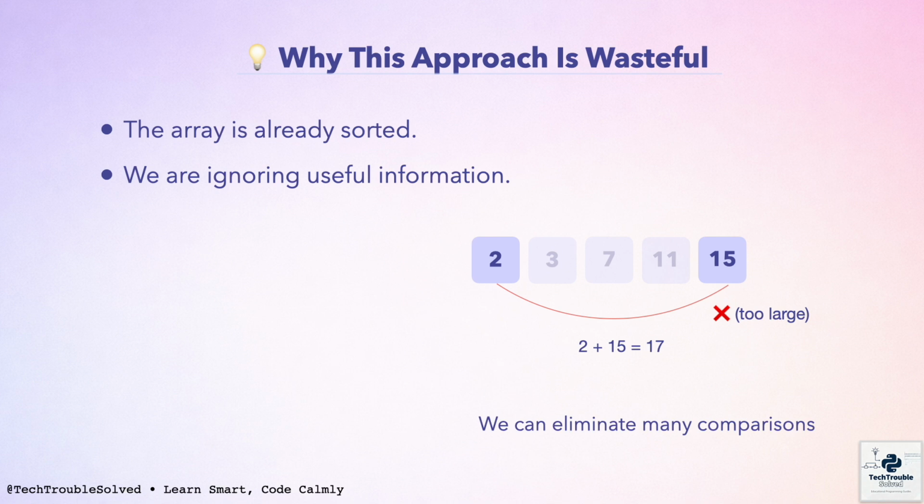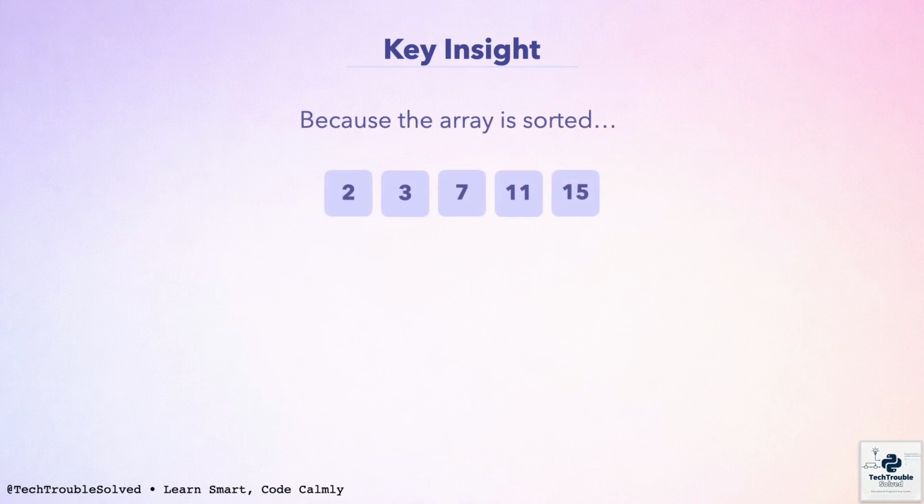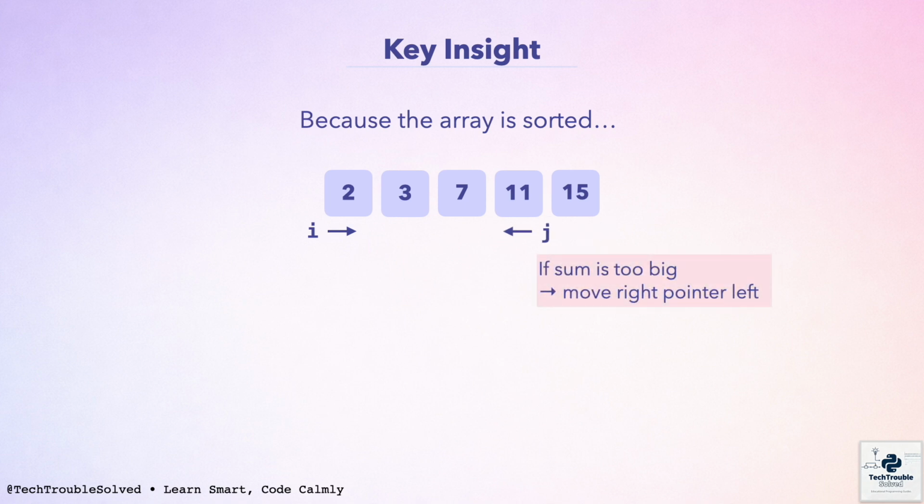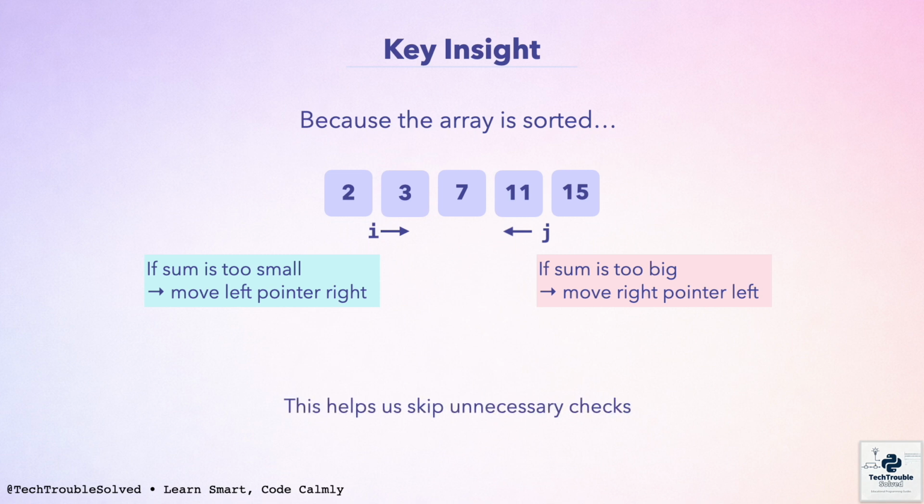This brings us to the key idea of the solution. Here is the key insight. We place one pointer at the start of the array and one pointer at the end. We then look at the sum of the values at these two positions. If the sum is too large, we move the right pointer to the left to reduce the sum. If the sum is too small, we move the left pointer to the right to increase the sum. Because the array is sorted, every move brings us closer to the answer.